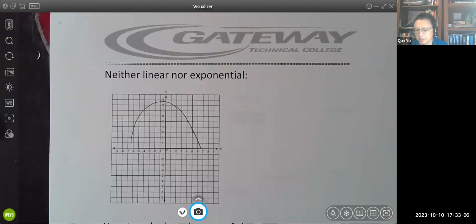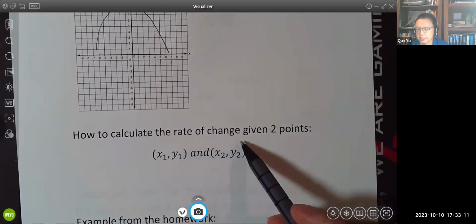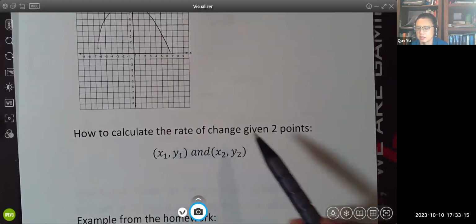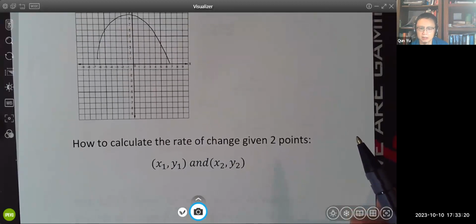Okay. Now let's look at how to calculate the rate of change, and actually it should be called the average rate of change, given two points. We're talking about the straight line.